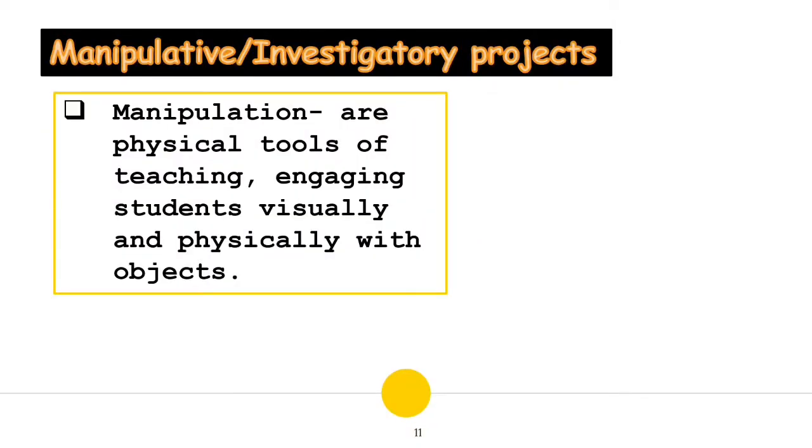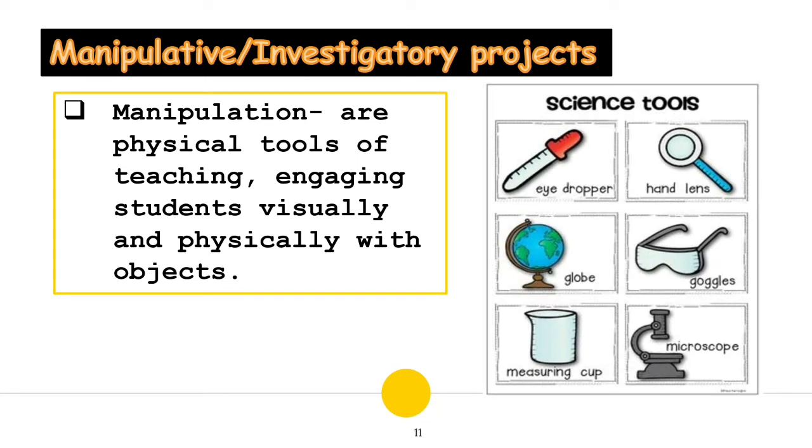The third teaching method is manipulative and investigatory projects. So what is manipulation? These are the physical tools of teaching, engaging students visually and physically with objects, especially in learning science. So we have science tools like eyedropper, hand lens, globe, goggles, measuring cup, and microscope.